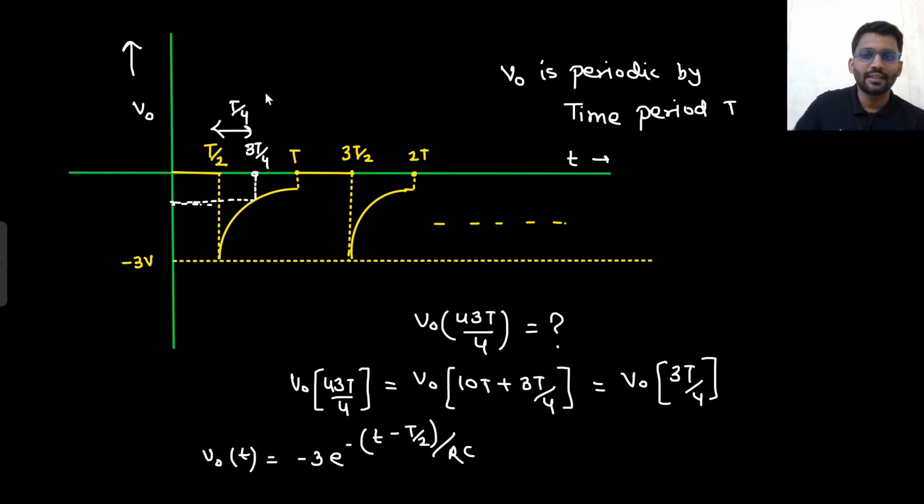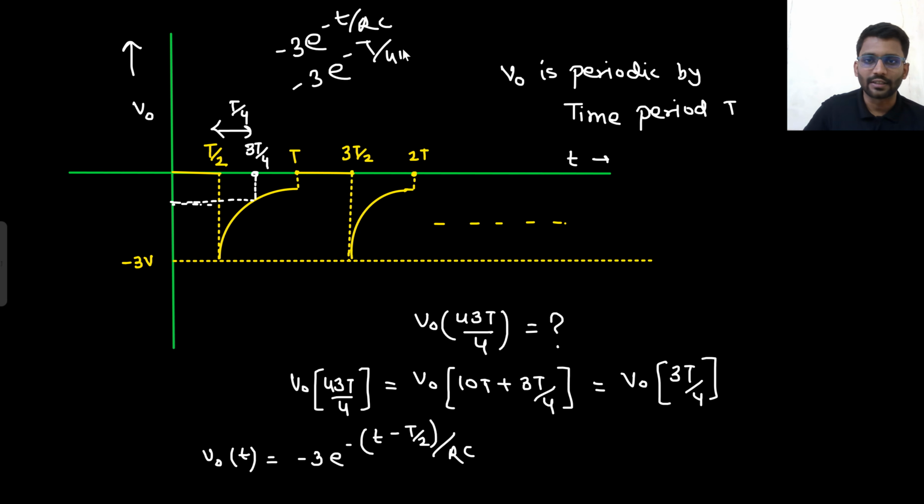So if you have good intuition, you can directly see that the capacitor is getting discharged, so output will be e to the power minus 3t by RC. It is getting discharged, but we have the window of t by 4 time only, so e to the power minus t by 4 RC. Value of t is given 2 RC, so 2 RC by 4 RC will be 1 by 2. So the answer would be 3 minus 3 into e to the power minus 1 by 2. That would be your answer.